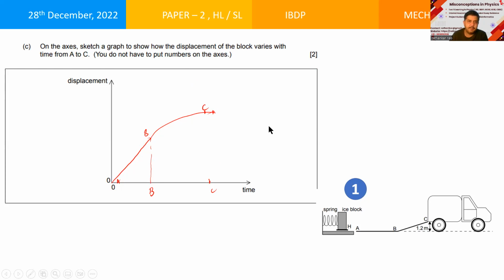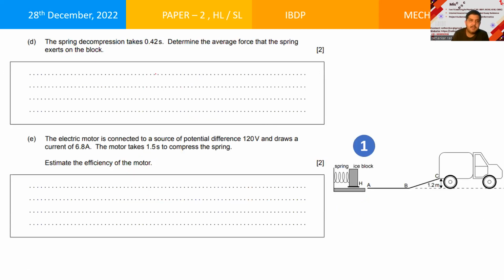Nothing. Okay, then the spring decompression takes 0.42 seconds. Determine the average force the spring exerts on the block. What is the force it exerts? So how do I write force? Force is nothing but M into A, right? Now what is mass here? 55 kg, mass of the ice, multiplied by what is A? V minus U divided by T here.